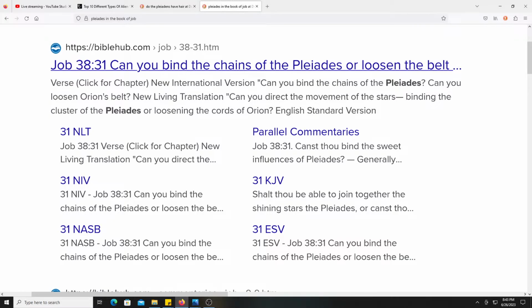Job 38:31. Can you bind the chains of the Pleiades, or loosen Orion's belt? Can you direct the movement of the stars, binding the cluster of the Pleiades or loosening the cords of Orion? So this is spoken of, you all, which is pretty interesting. So now you know where that's at. If you never knew that the Bible talked about the Pleiades or Orion, now you know. It is cool.